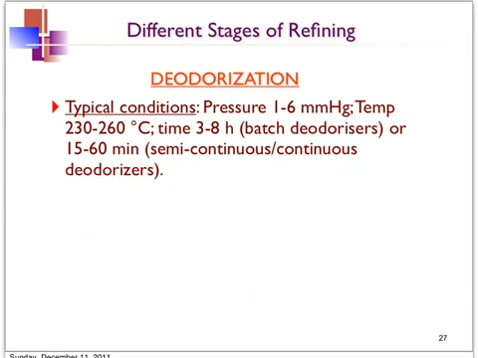So let's look at some of the typical conditions in the deodorizer during the process. The typical conditions, as you can see here, the pressure is very low, so the process is done basically under vacuum. Then the temperature is very high, between 200 to 230 degrees Celsius, and the time between 3 to 8 hours for batch deodorizers, or for semi-continuous and continuous deodorizers, much shorter, between 15 to 60 minutes.